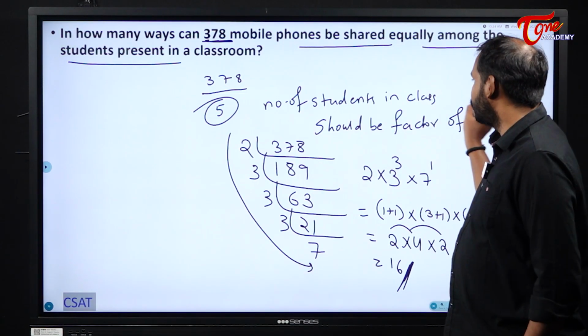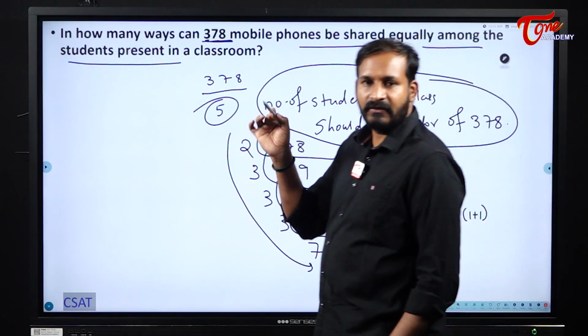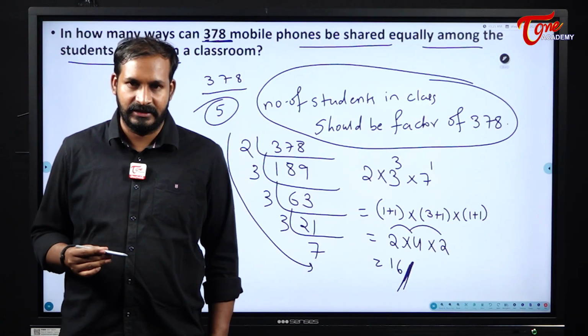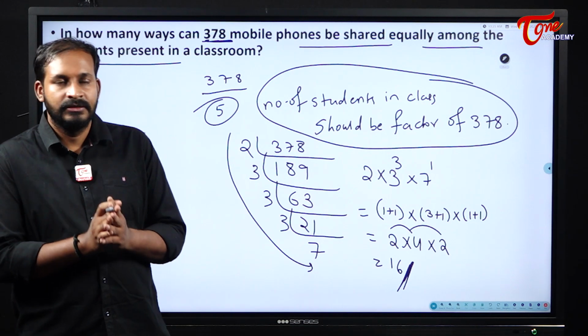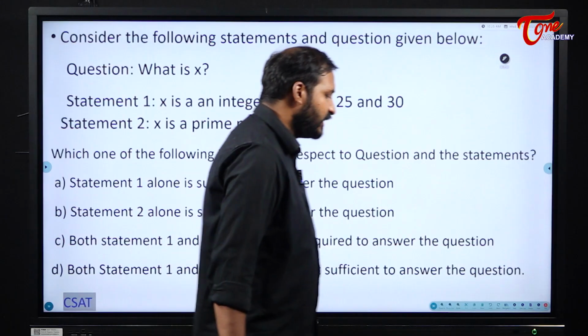So the first and foremost thing you need to understand is this concept. Definitely the number of students in the class should be a factor of 378. Then only we can distribute them equally. Else we cannot distribute them equally. Okay, right. Next one. See the next question.